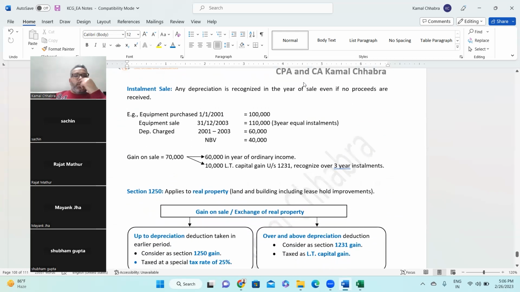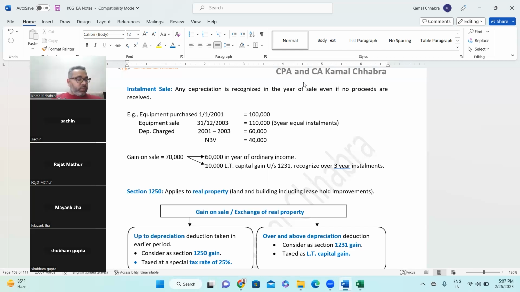Installment sale. Any depreciation recapture is recognized in the year of sale even if no proceeds are received. So in case of installment sale, which we have discussed earlier, it's a repetition of the same. For example, you have equipment you purchased for $100,000, and you sold that equipment on 31st December 2003, that means after 3 years, for $110,000. On that equipment, you have already charged depreciation for 2001, 2, and 3 of $60,000. So you have a net book value of that equipment of 40,000.